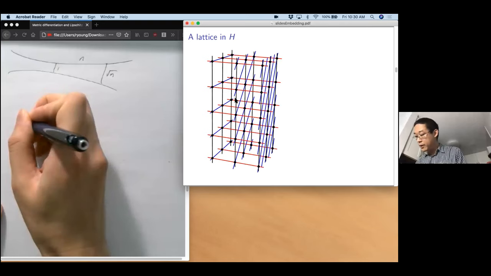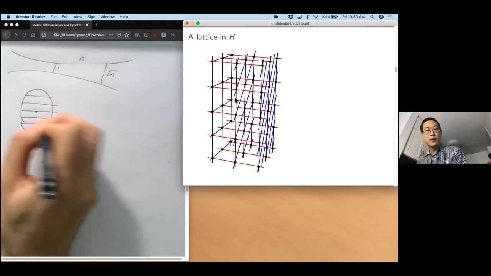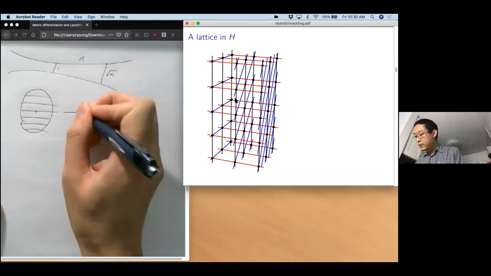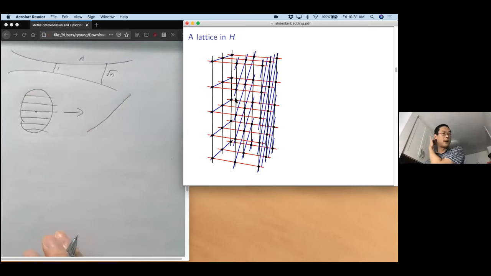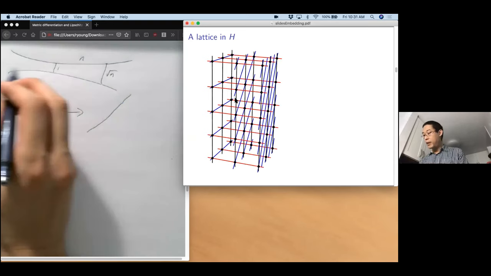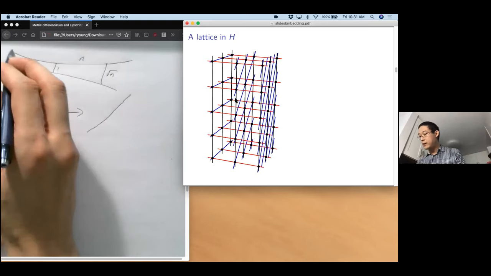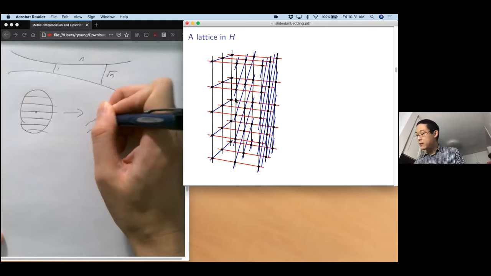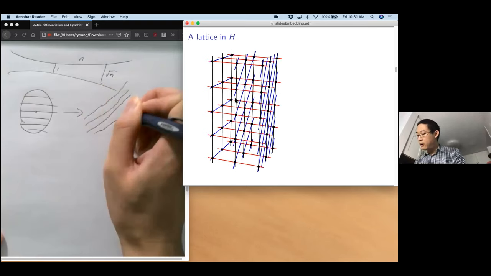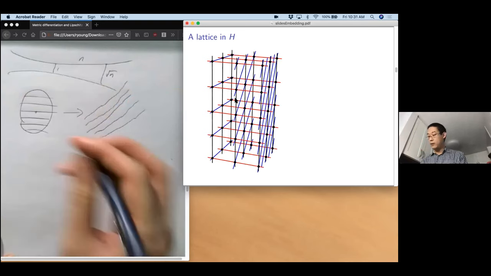We have some ball around that point so that all of the red lines going through that point are sent by the map to approximately linear functions in Rn, to curves that are close to lines in Rn. And furthermore, because of this parallelism, because these lines diverge at a sublinear rate, those lines have to be going in approximately the same direction. So we end up sending all of the red lines in this ball to approximately parallel lines in Rn.